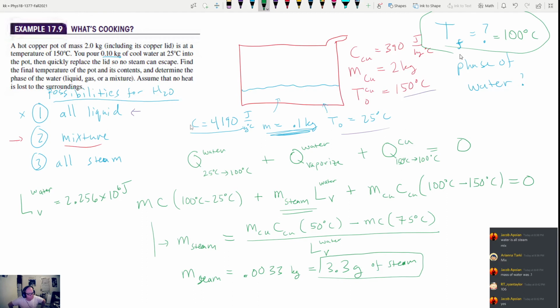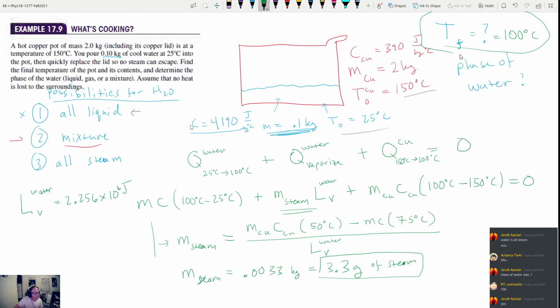It just seems like a weird question because it says, find the final temperature of the pot and its contents and determine the phase. So we kind of already found that, it's going to be 100 degrees as a mixture. These questions are always kind of weird like that. The question usually asks for the mass of the steam, but I assumed that, it's just weird. It definitely is asking it in a weird way, I agree.